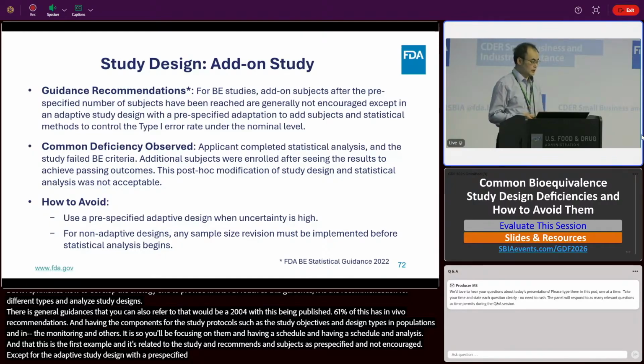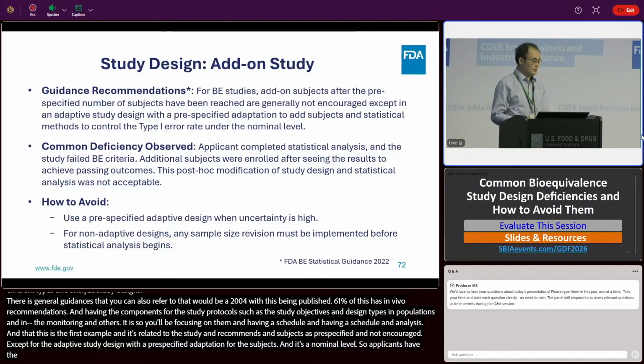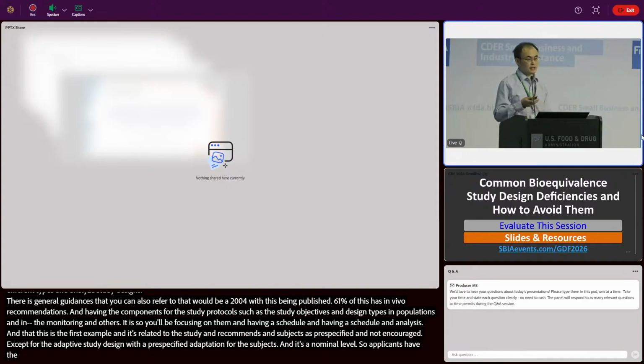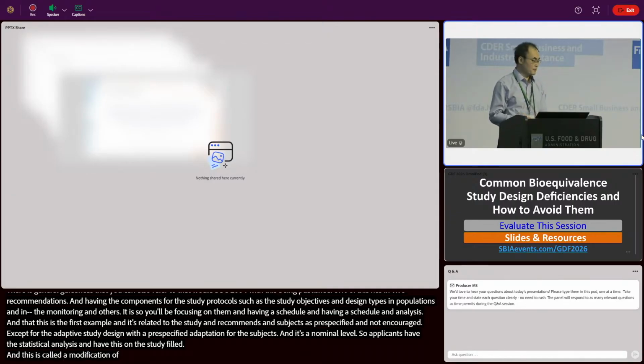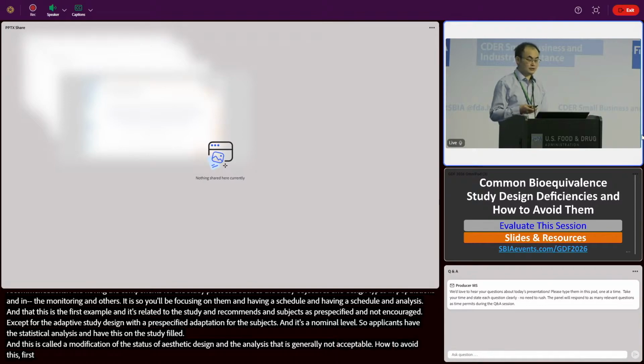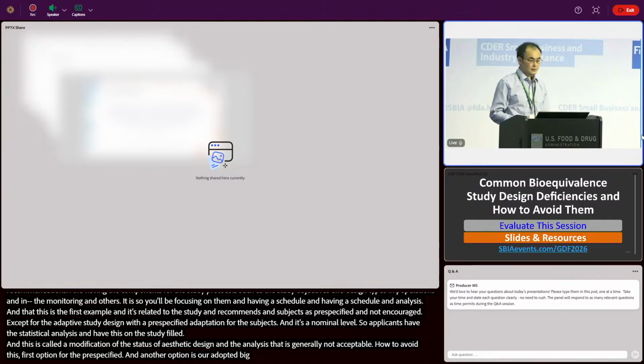One example shown here: applicants completed statistical analysis and found the study failed. And then they added a few more subjects to make the study pass. This is called a post-hoc modification of the study design, and the statistical analysis is generally not acceptable. How to avoid this deficiency? The first option is to use a pre-specified adaptive design when the uncertainty is very high. Another option is, for non-adaptive designs, any sample size revision must be implemented before statistical analysis begins.